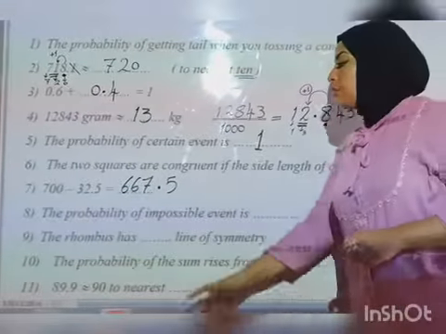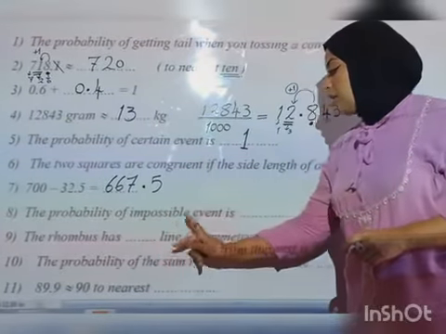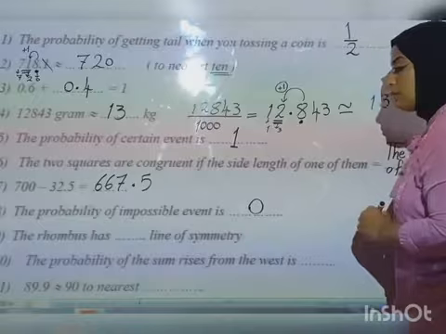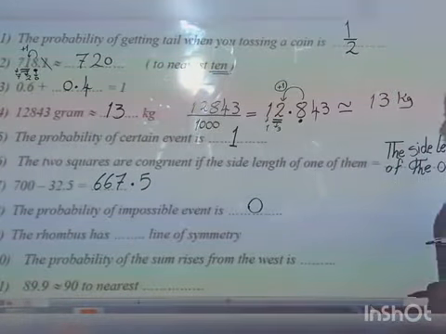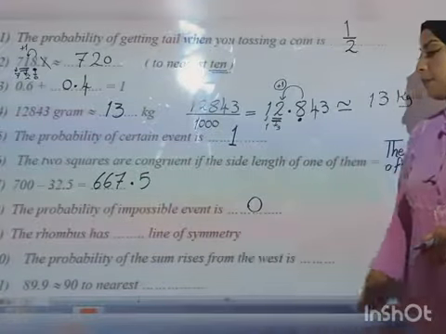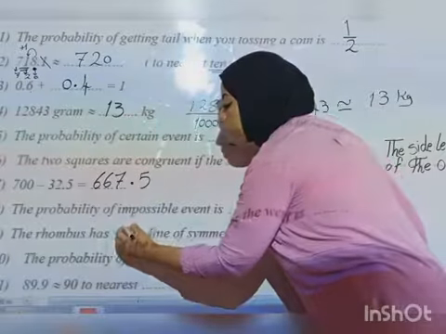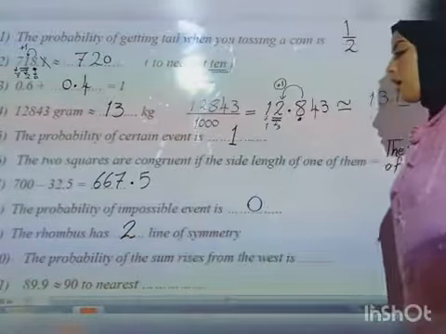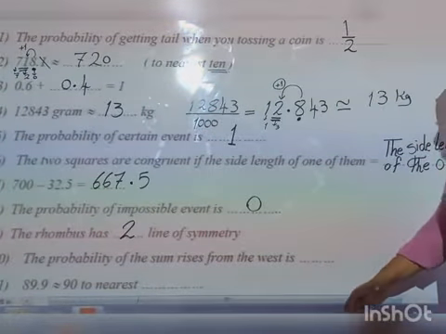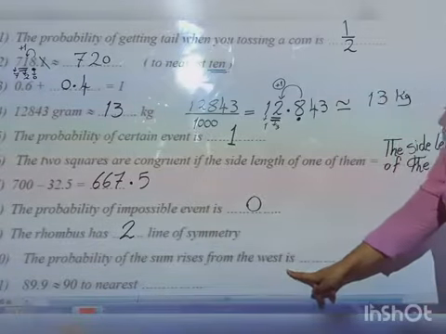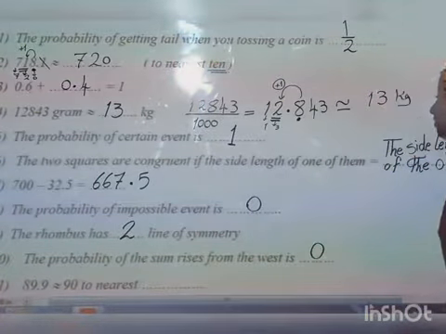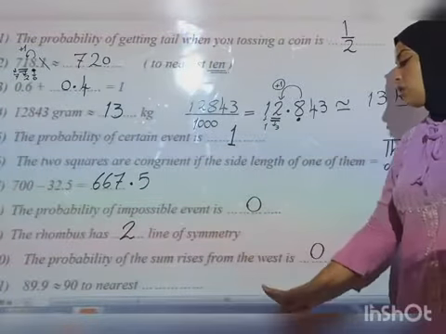Number 8. The probability of an impossible event is 0. Number 9. The rhombus has how many lines of symmetry? It has 2 lines of symmetry. Number 10. The probability that the sun rises from the west equals 0 because it's an impossible event that the sun rises from the west.